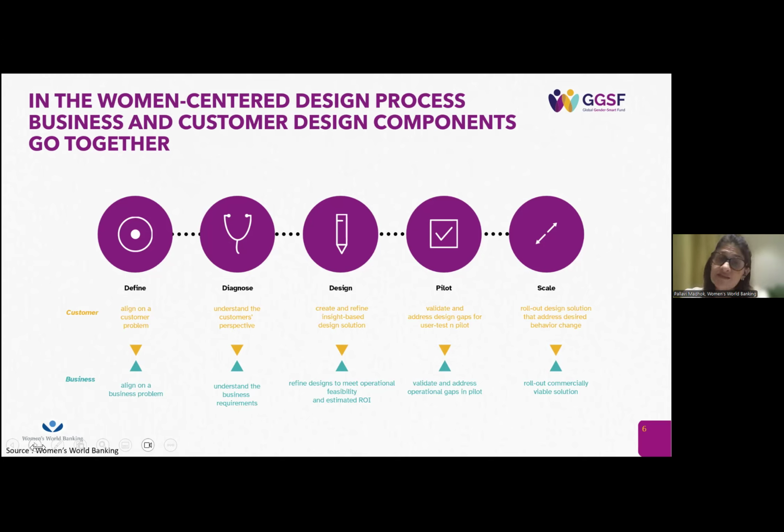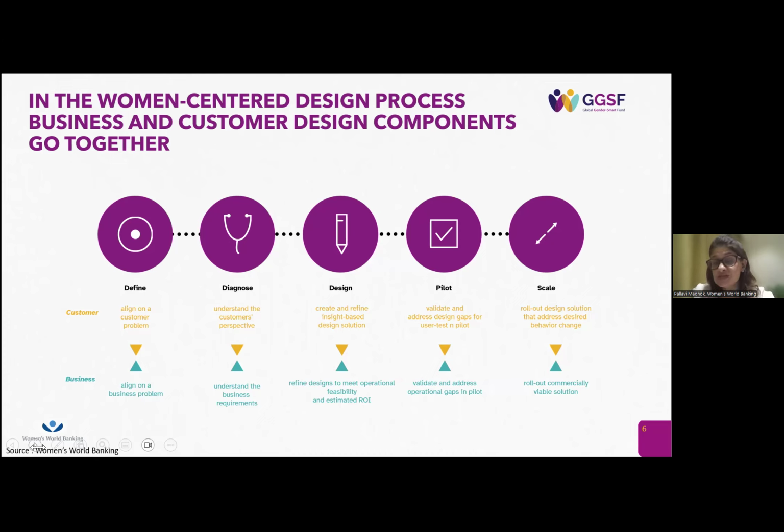When we are designing the final solution, we want to design solutions that are based on customer insight that can bring about behavior change. But we also want to design solutions that can build value, customer lifetime value, or bring about a return on investment for the business.